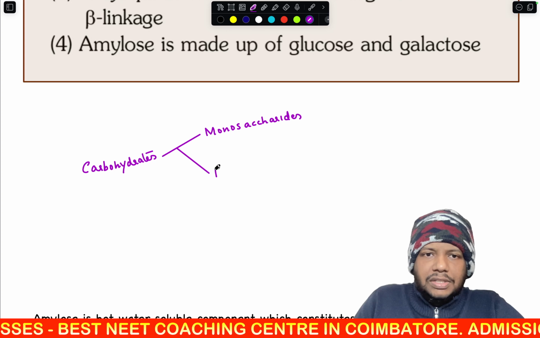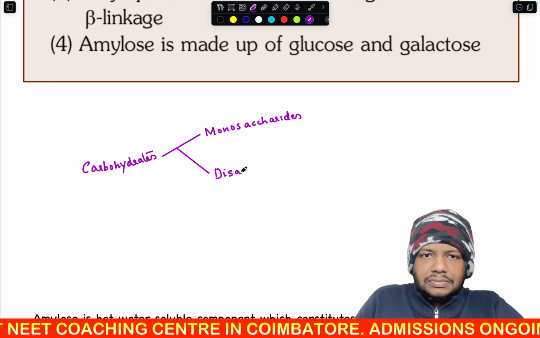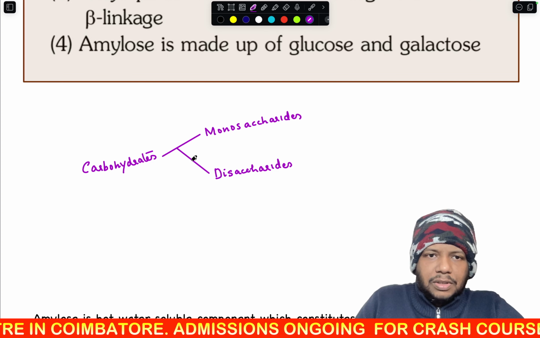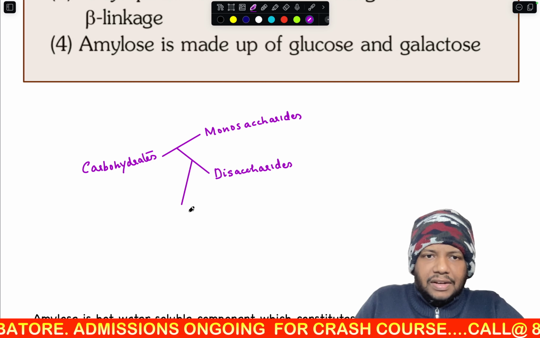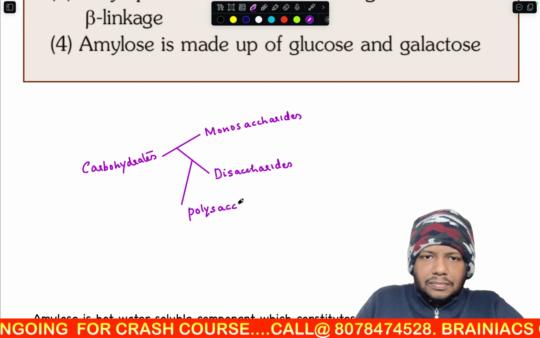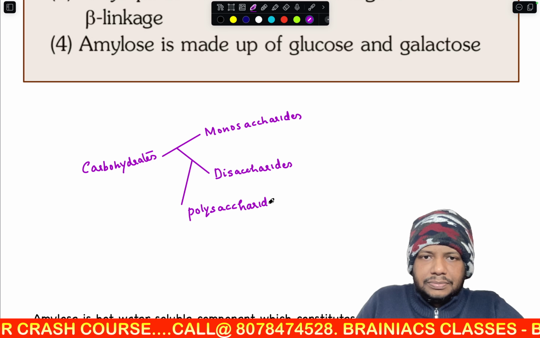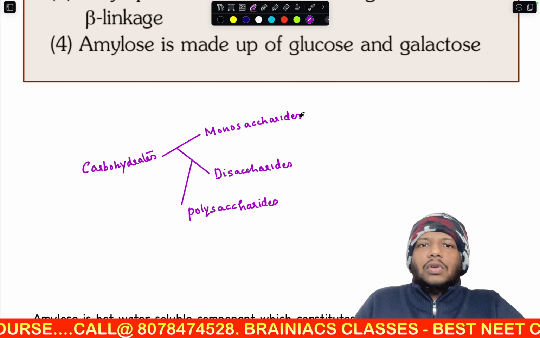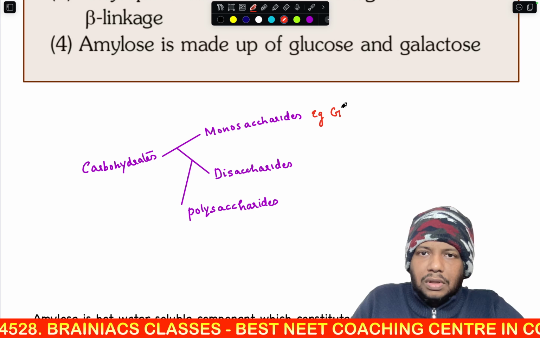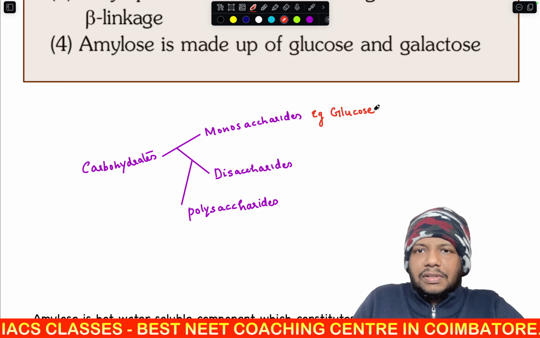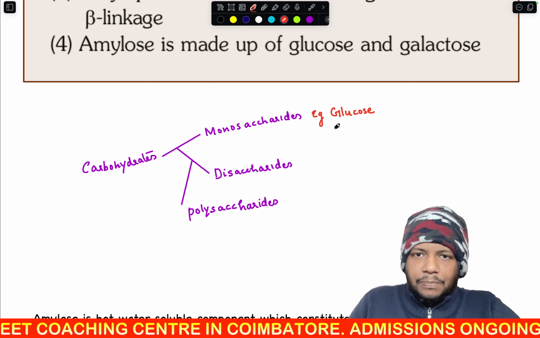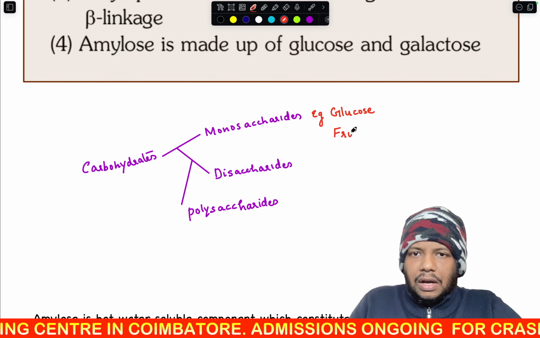Then you are supposed to learn something called polysaccharides. So in monosaccharides, we need to learn the important things over here, mainly glucose: how the scientists discovered glucose and what are the various tests they performed to discover the structure of glucose. Then we need to learn about fructose.